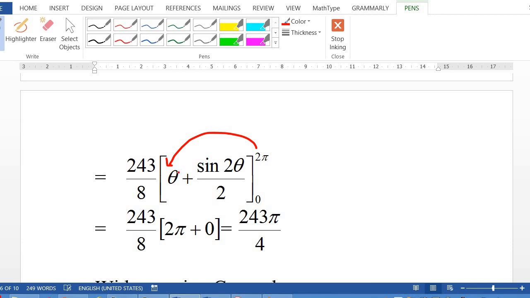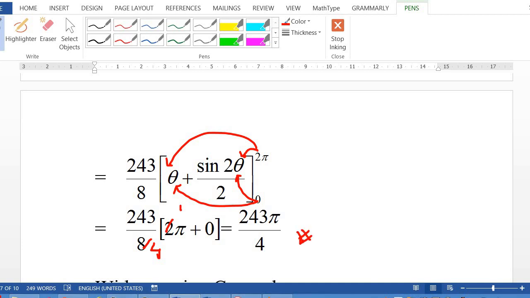So plug in theta equal to 2 pi, you get 2 pi. Sin 4 pi, the answer is 0. And then plug in theta 0, of course sin 0 you get 0. That's why the answer is 2 pi, and the 8 here you cancel. So you get 243 pi divided by 4.